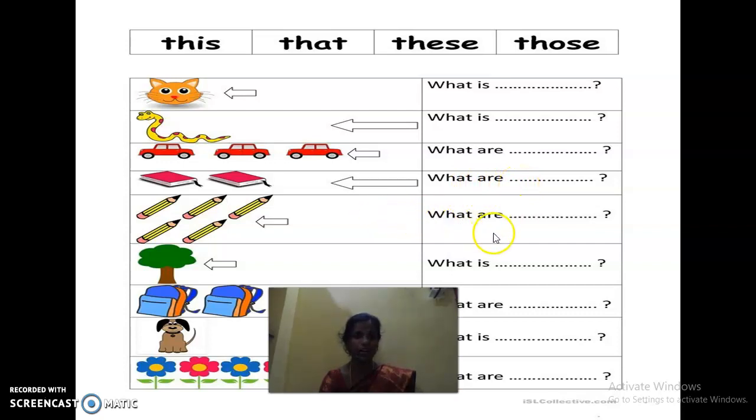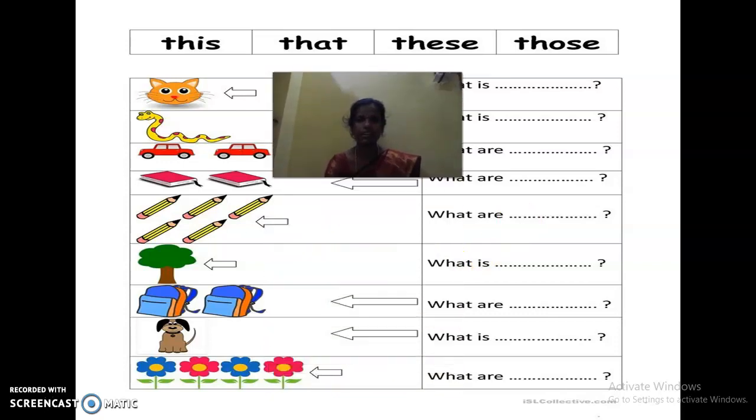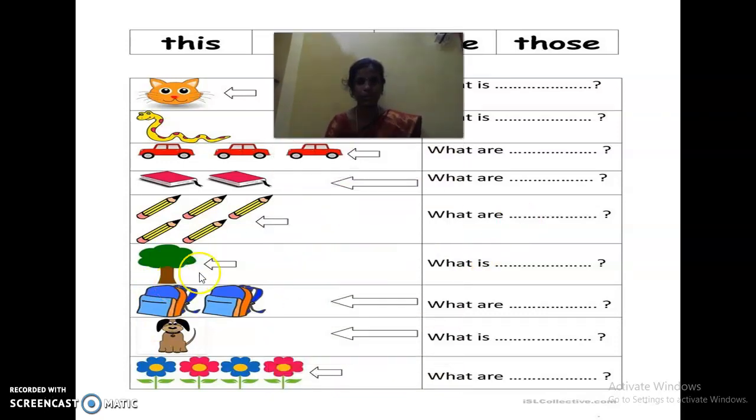The next one, what are these or those? Yes, these, because we can find 5 pencils. So here 5 pencils is plural form and it is near to the person. So that's why we have to write the word these. The next one, how many trees? Yes, only one tree. It is also near to the person. So you have to write, what is this? Next one, 2 bags and it is far away from the person. You have to write, what are those?